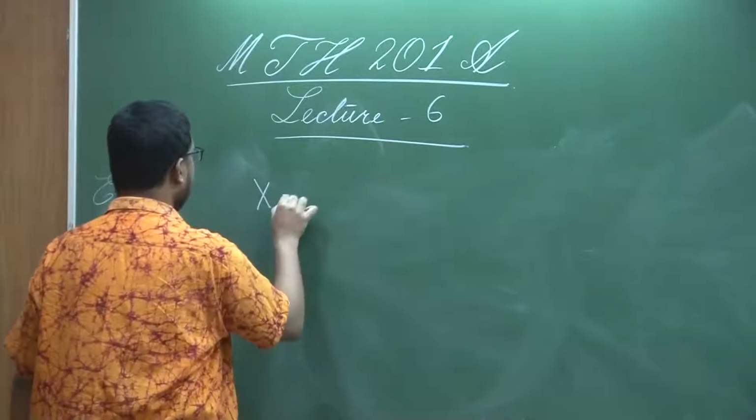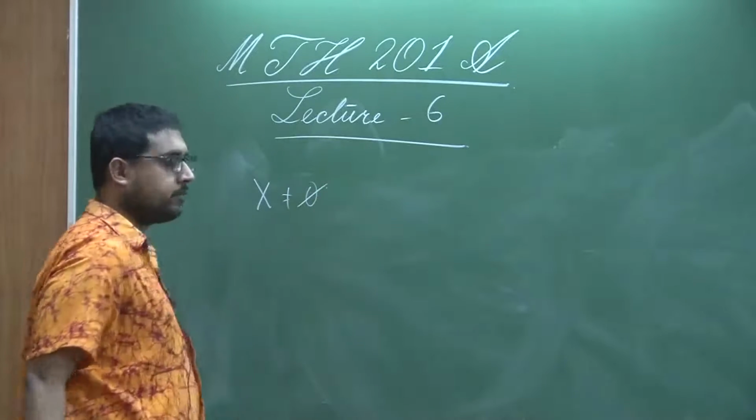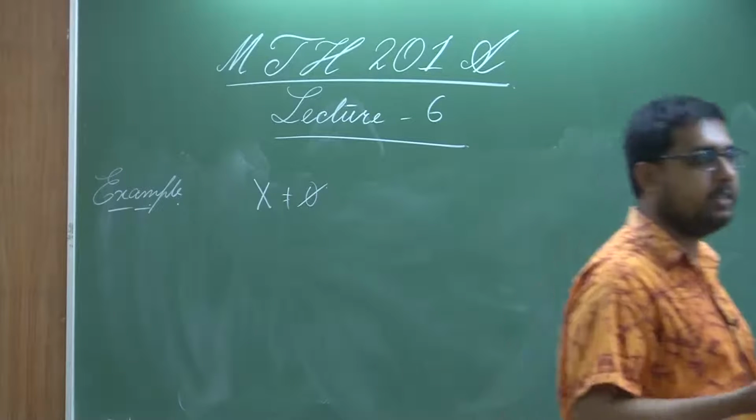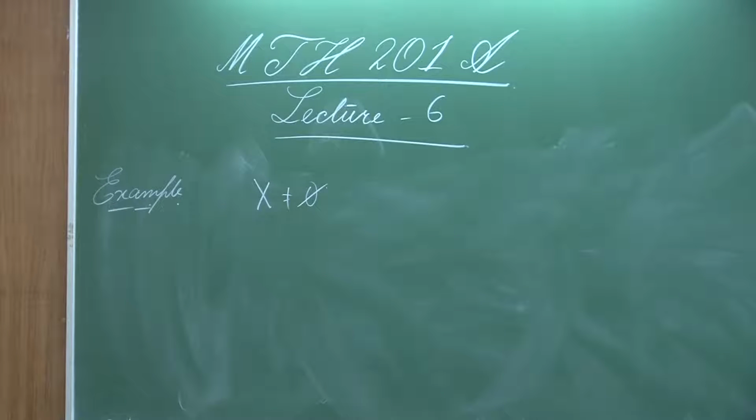So, let X be a non-empty set. So, what should be the example? As I said, I want to show that both these two are special cases of something in general. Remember, both of them can be regarded as the collection of all maps from a set X.